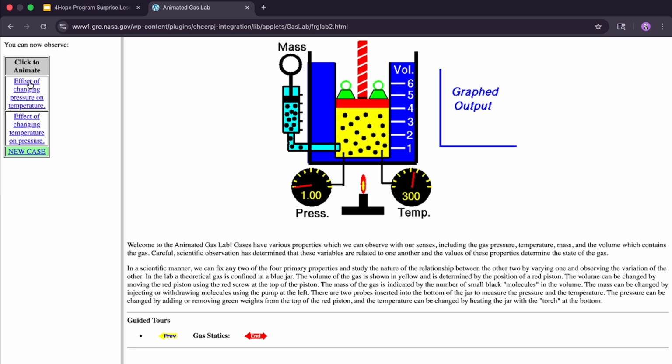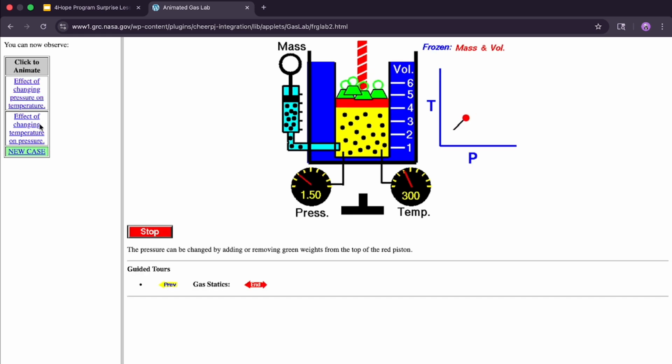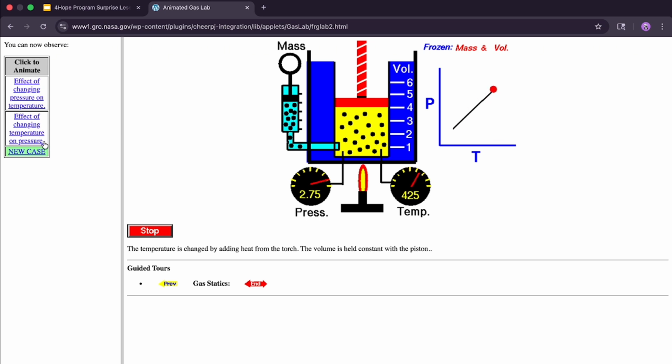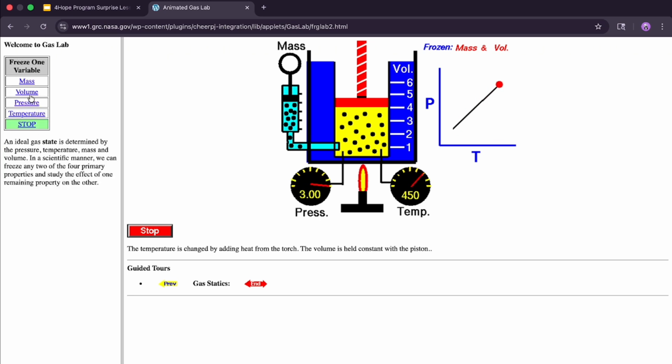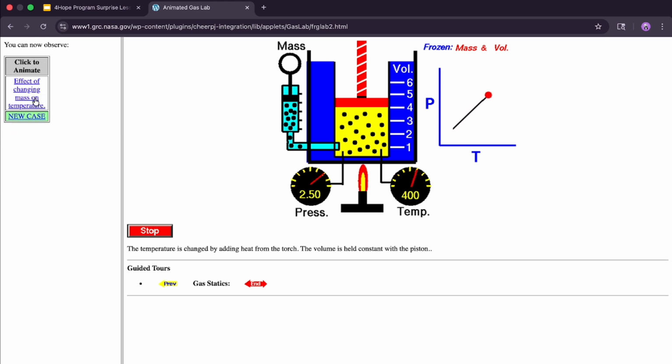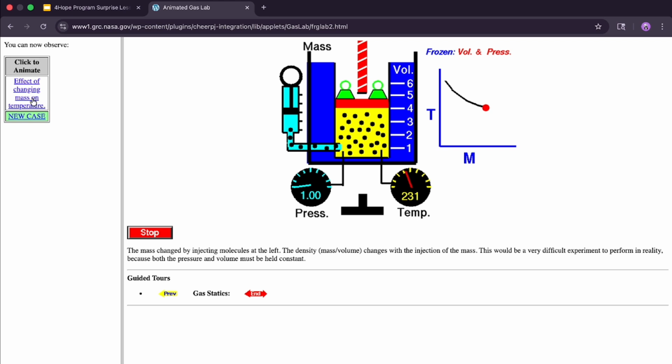Okay, so let's do volume frozen. Let's see what happens with the mass. Let's see pressure on temperature. It increases. Temperature on pressure, it increases. There's not really too many changes that occur. Let's see if anything happens with the pressure. Oh, mass on temperature. That's interesting. This one has a special kind of curve, between the temperature and the mass.